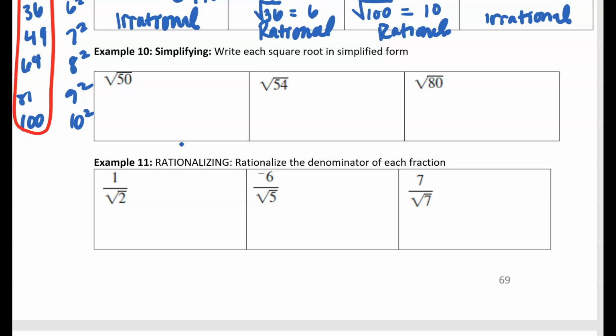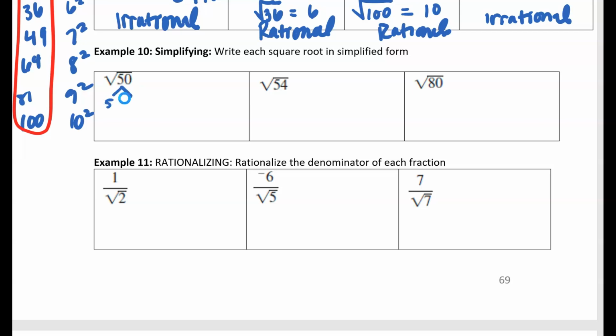Simplifying a square root means to identify if there are any numbers that you can break this number down into so that you can maybe find the square root of those and simplify. So how do we do this? One method is to do a factor tree. So do a factor tree for 50.